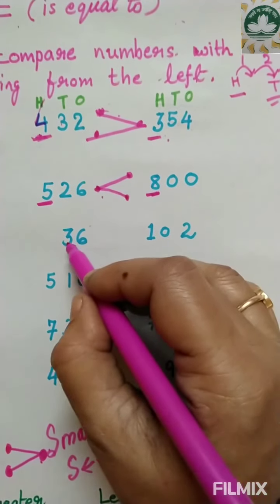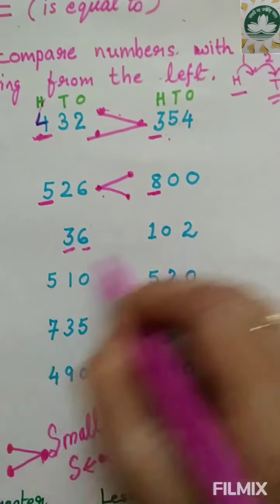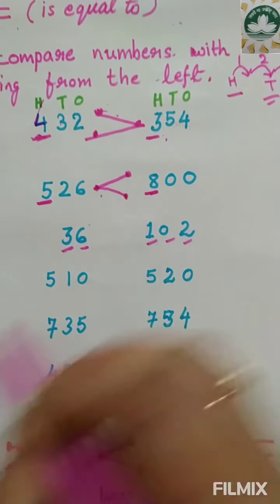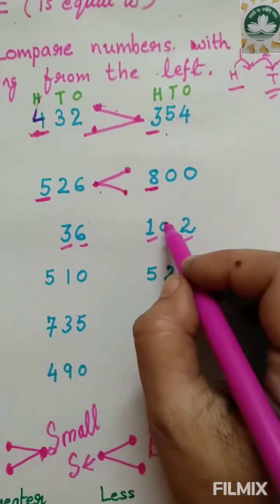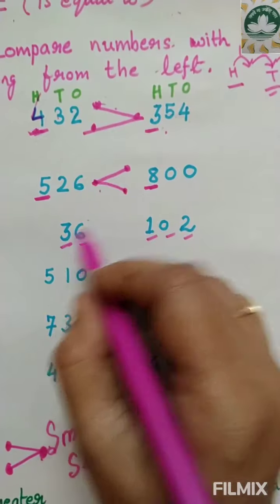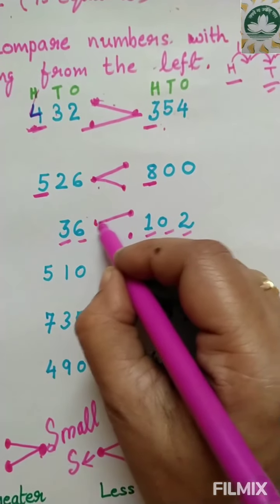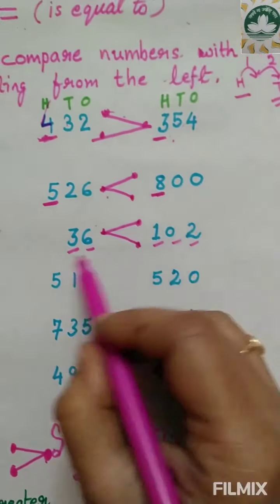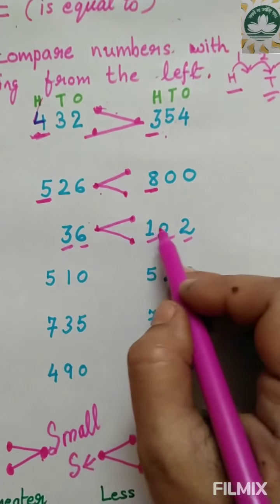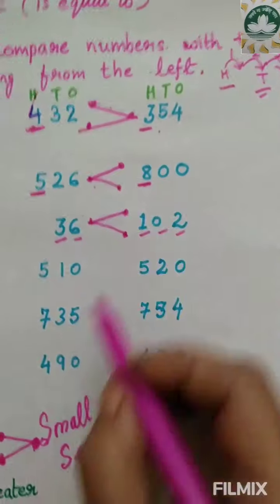Here you see that we have just a 2-digit number, whereas we have a 3-digit number. So simply we know that a 3-digit number is more than a 2-digit number. So we put 2 dots here and 1 dot here, and then we join it. So 36 is less than 102.